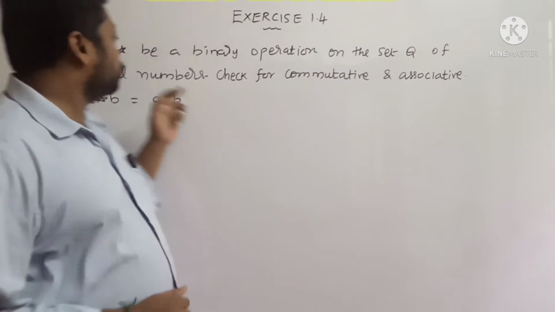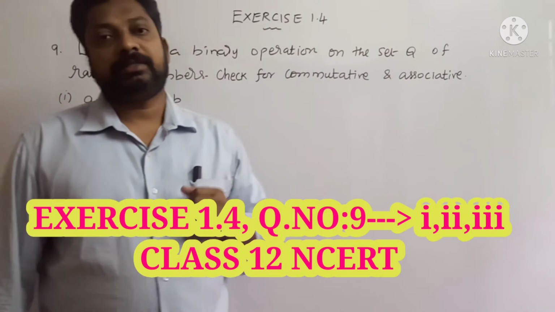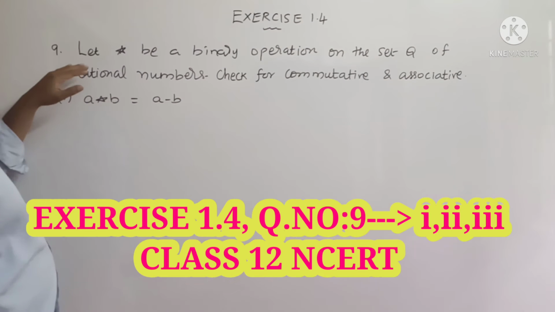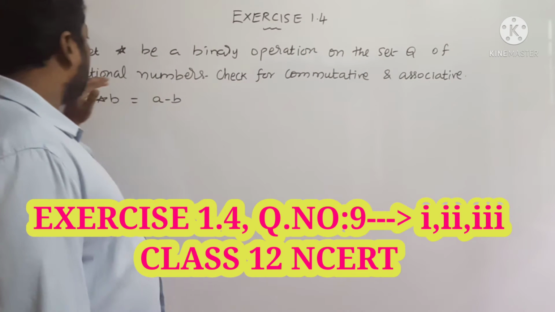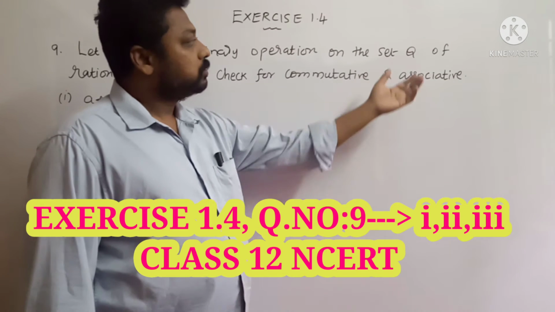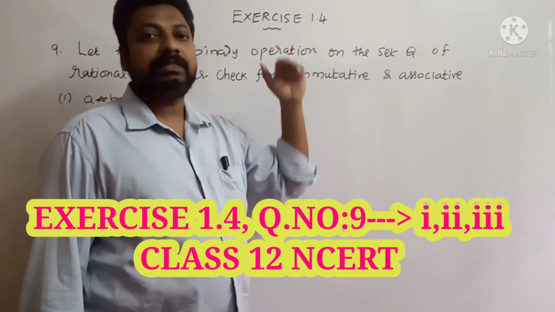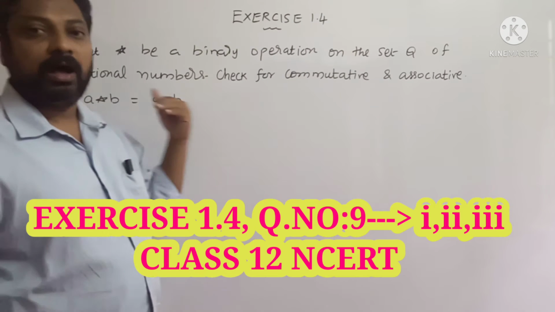Today we continue with question number 9 in exercise 1.4 of class 12 NCERT. Fine. So what is the question? Let star be a binary operation on the set Q of rational numbers. Check for commutative and associative. So the domain Q, that is rational numbers, is given. So we have to check for commutative and associative.